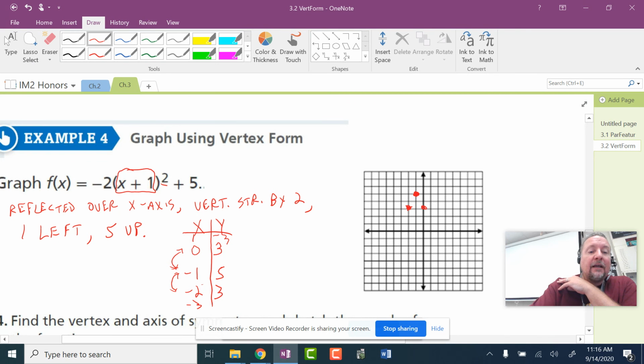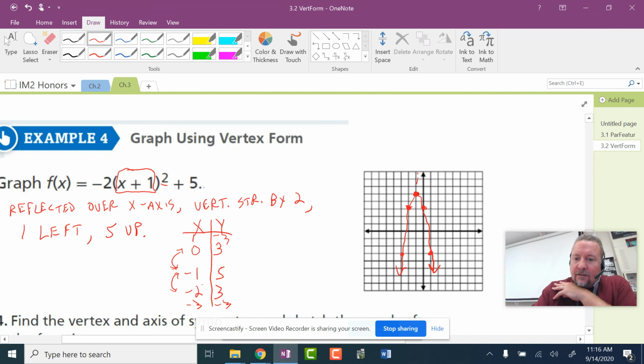-3, -2 squared is 4. 4 times -2 is -8. Also -3. So next one, this is the skinnier aspect. Shouldn't use the word skinnier though. Vertically stretched.